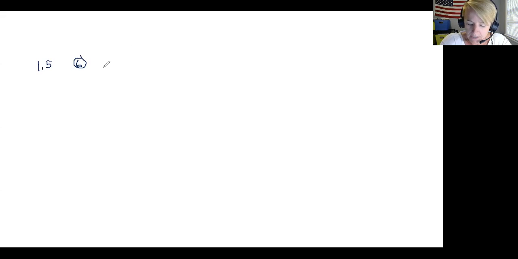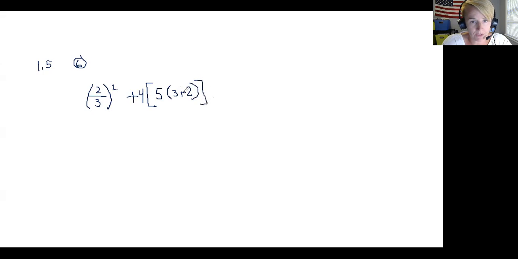So this problem says simplify each expression, and I'll start down here and try to write it as neatly as possible. It starts with this fraction 2/3, and this fraction is squared. And then we're adding it to this huge quantity that's inside a bracket. Actually it has a 4 on the outside. Let me not miss that. And then we have the bracket 5, and then we're going to multiply that by 3 plus 2. And let me close my parentheses and close my bracket. I'm going to try to keep this as neat as possible using this tool.